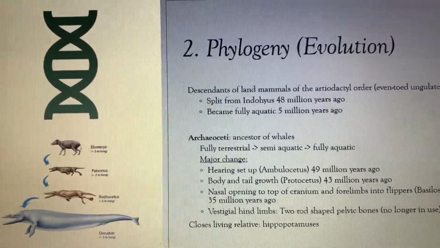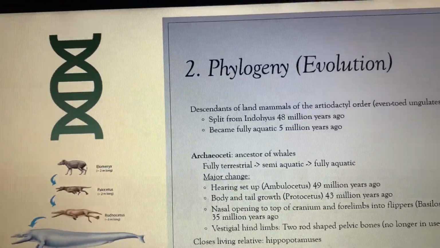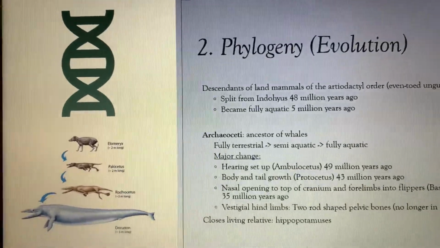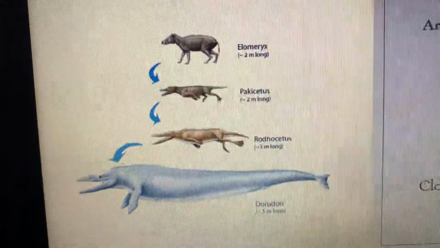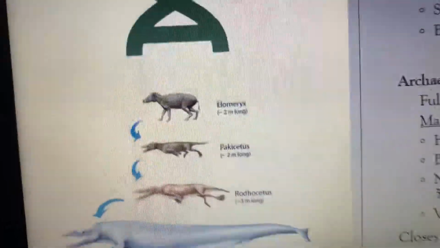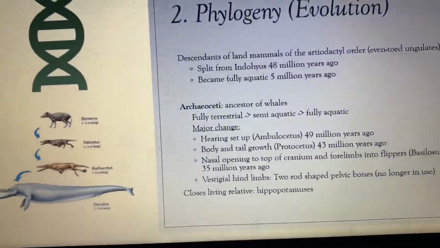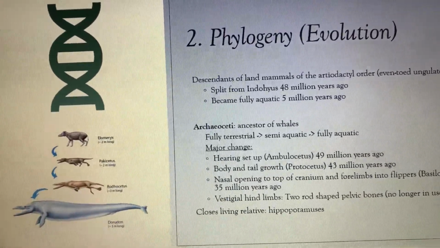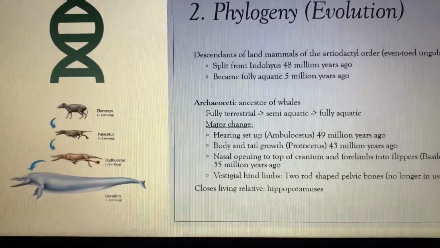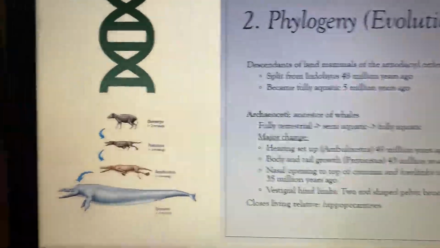Their body and tail growth changed 43 million years ago. This is due to being in bodies of water, they need to swim faster. A fin, a tail is going to move much faster than the 4 limbs. The nasal opening moved to the top of the cranium and the 4 limbs became flippers. This changed 35 million years ago.